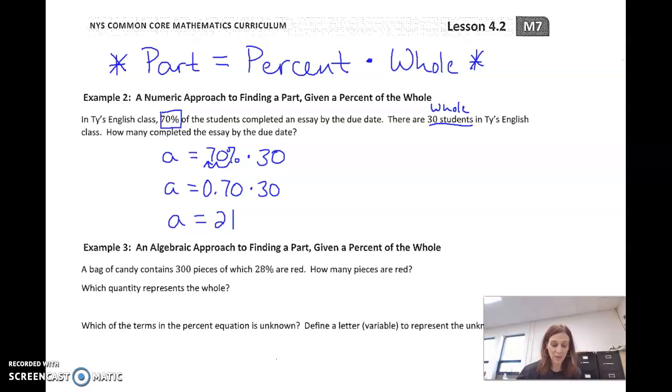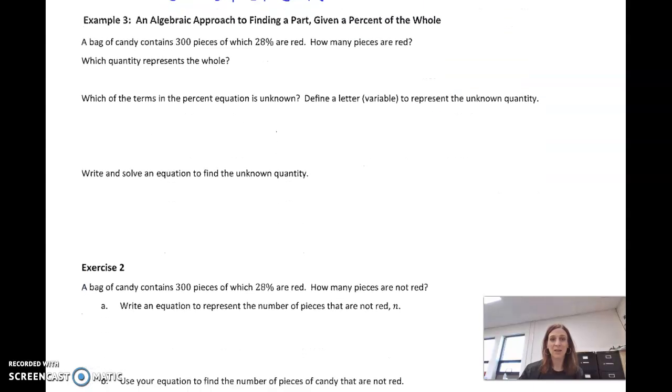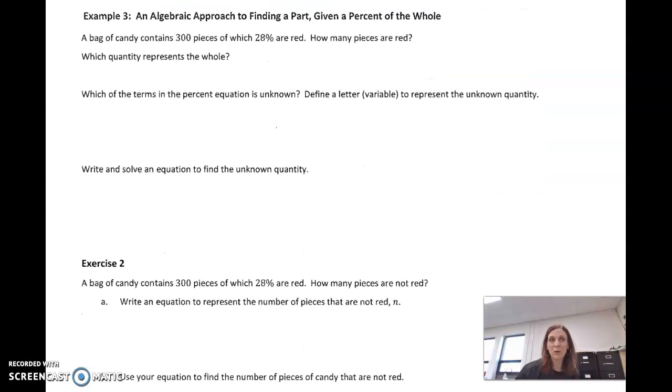70% of 30 is 21. So 21 students completed the essay. 70% of the students completed by the due date. How many completed the essay by due date? 21 students. Okay, so again, if we use this equation, we fill in the pieces, then we can just solve for our unknown.